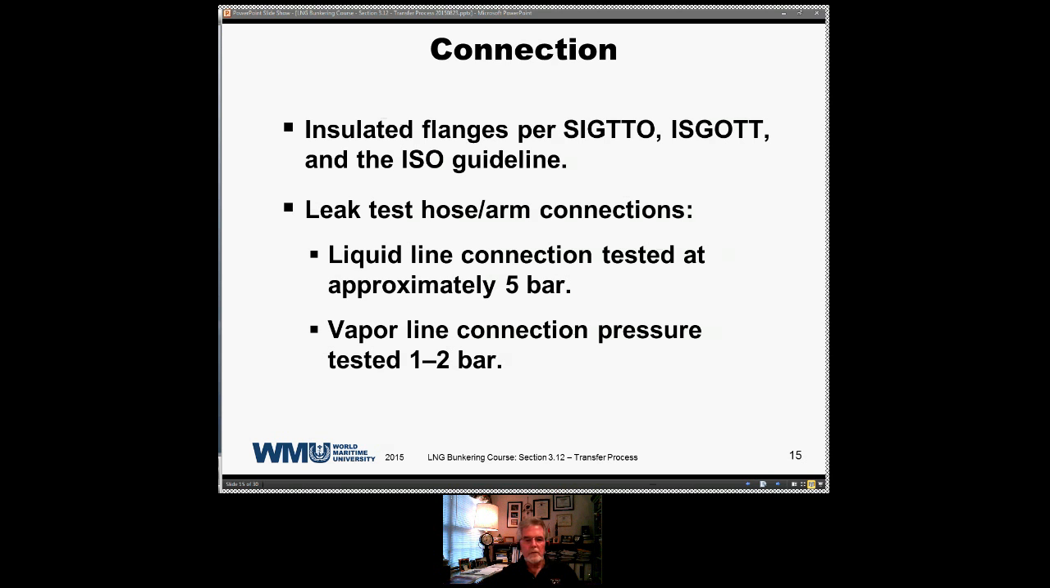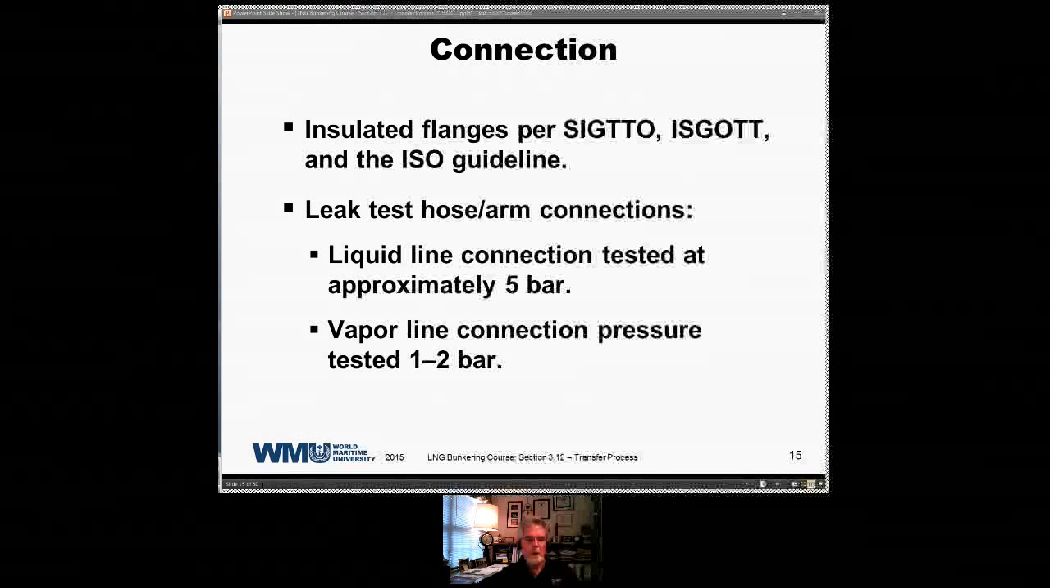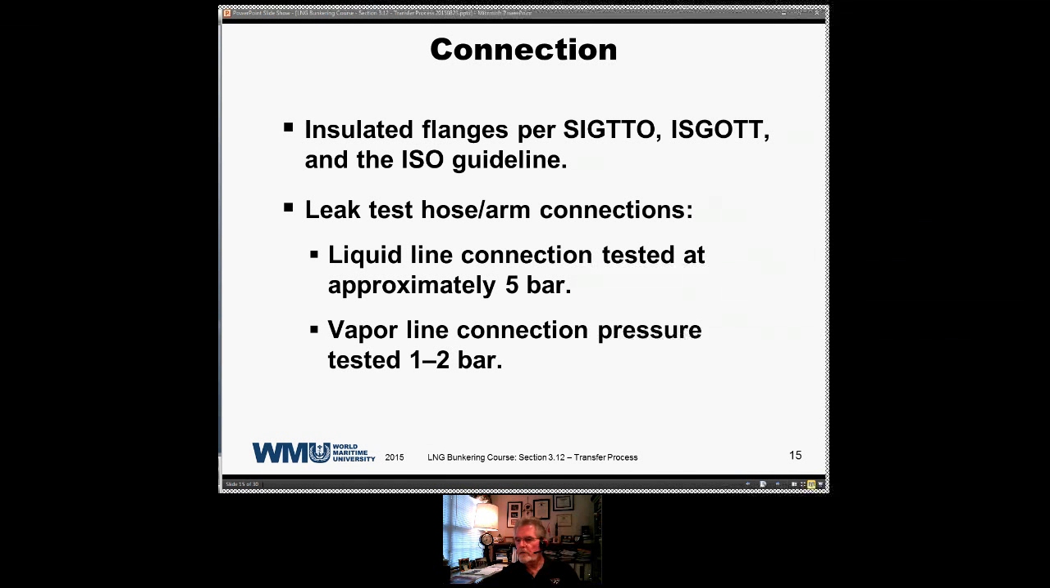If there's a leak, you're going to get soap bubbles, and obviously take measures to stop that happening. So you're testing the system before you're introducing any LNG into it to make sure that it's as tight as possible. The vapor arm is similarly tested, but at a lower pressure, 1 to 2 bar. Same procedure is used: soapy solution, or products on the market.